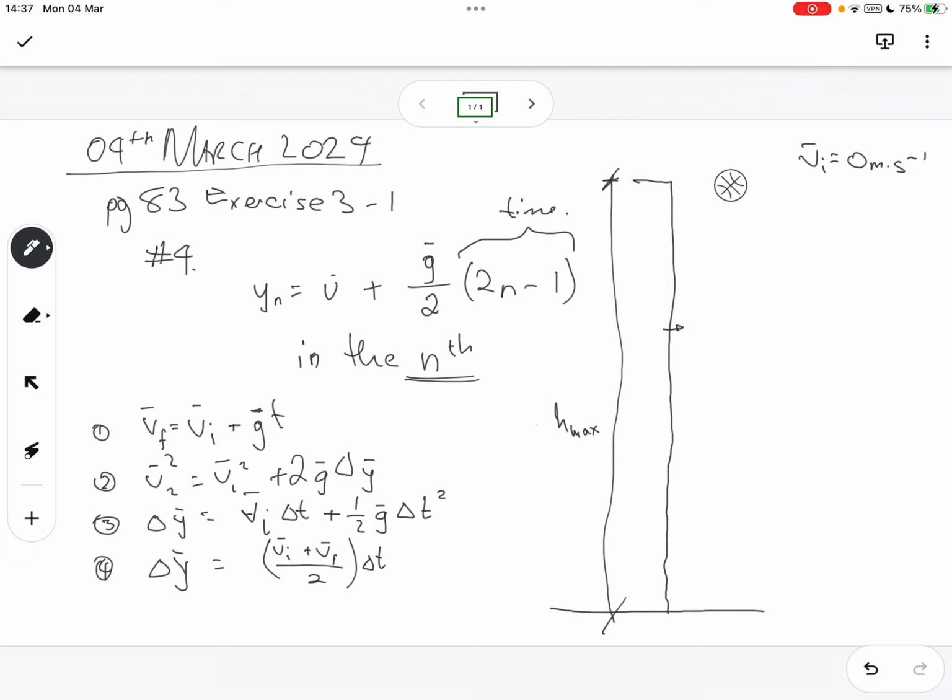Okay, but I see why they start off with the distance covered in the nth second. I just want to understand where this 2n minus 1 could be from and where this equation could be derived from.